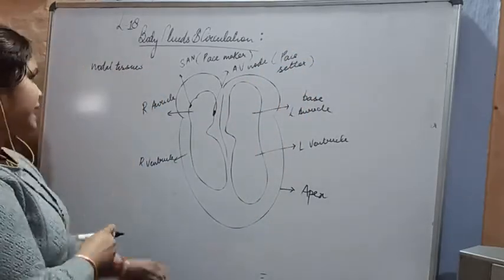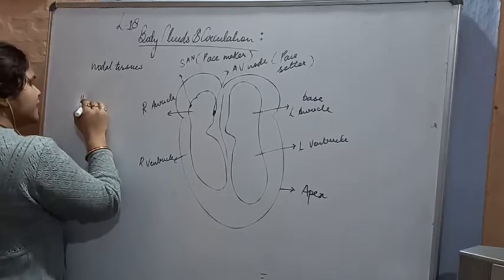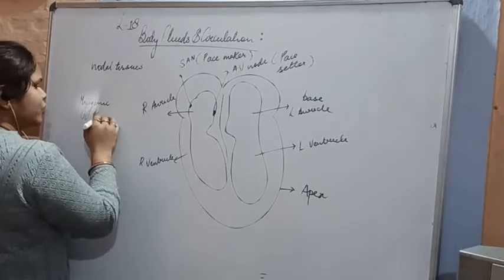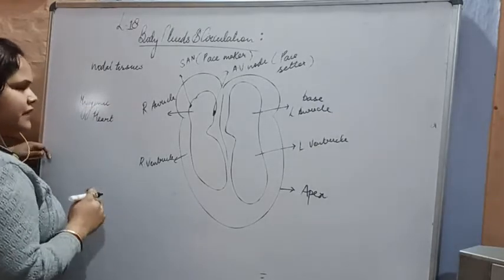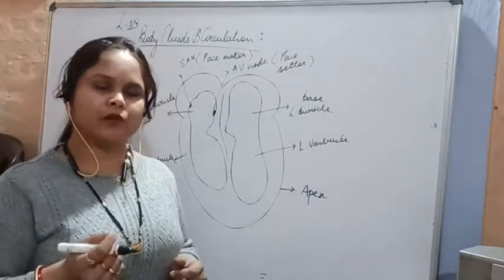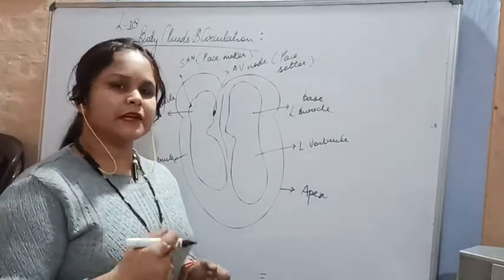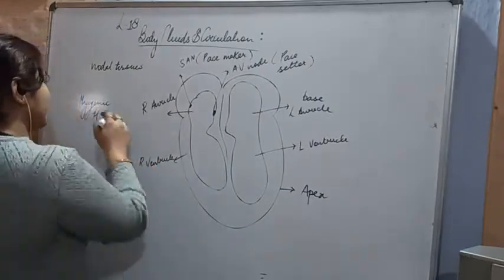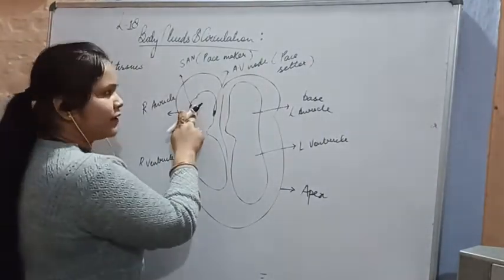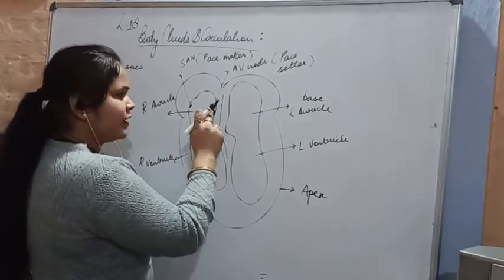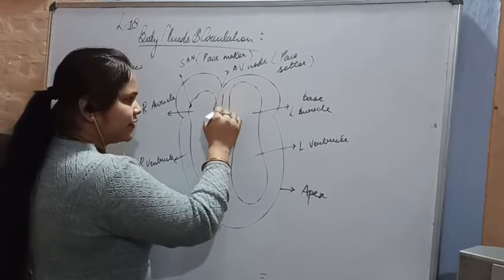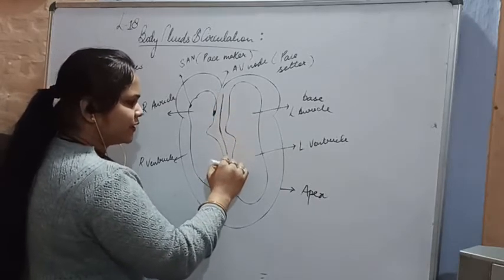As we should know, in humans we have a myogenic heart. It is self-excitatory. Nobody else is creating the impulse. In certain organisms, the impulse is created from the brain or the neurons. But humans have a myogenic heart. So this is the sino-auricular node, this is the AV node. Now this AV node is going to transfer the impulse, and here we have the nodal tissues.